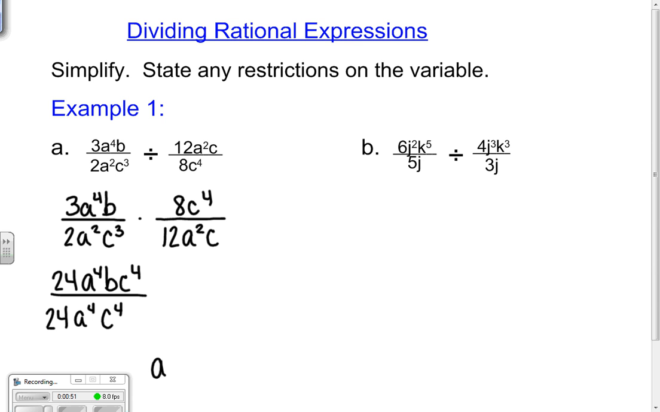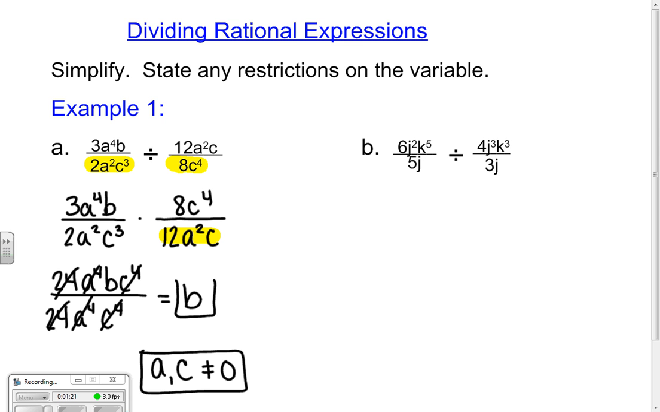Here's the tricky part in division. Division restrictions come from every denominator. So that means denominators of the original and this one as well, because even though I had that in the numerator in the beginning, it becomes the denominator and is part of the restrictions. So that means all of the letters involved there are A's and C's, so A and C can't be 0 is my restriction. See what cancels. The c to the fourths cancel, the a to the fourths cancel, so do the 24ths. I'm left with b.